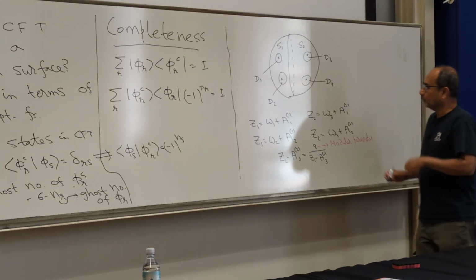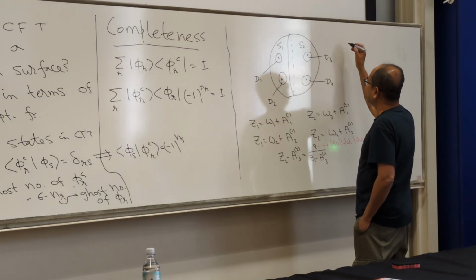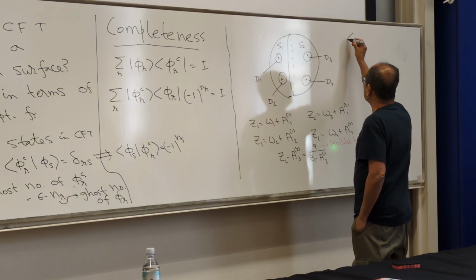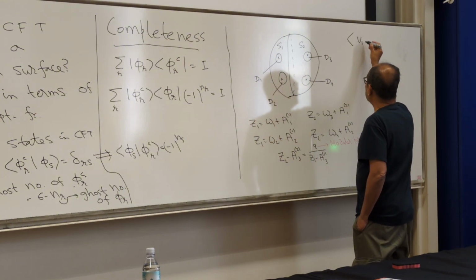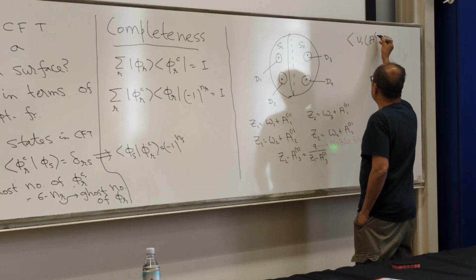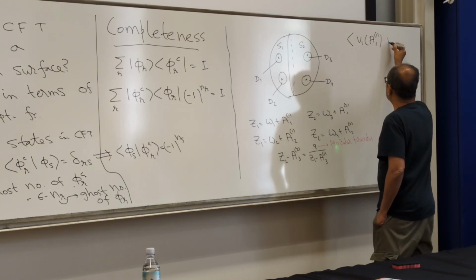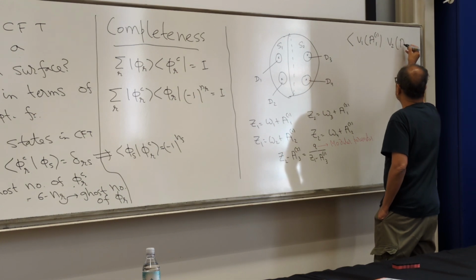And so from this perspective, the correlation function will be of the form V1(a_11), V2(a_12).